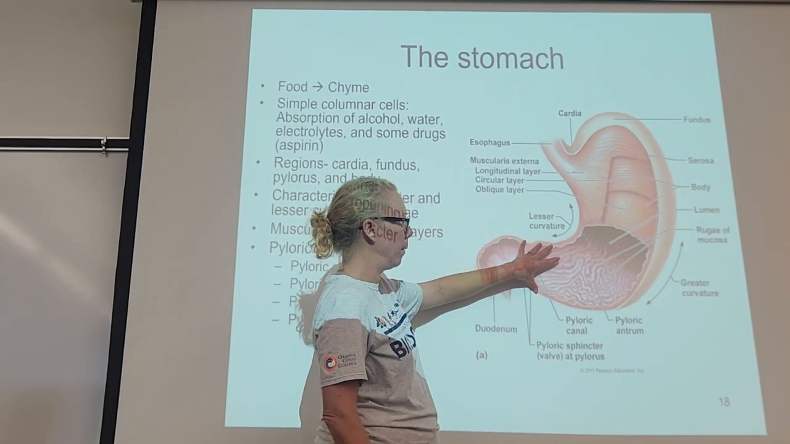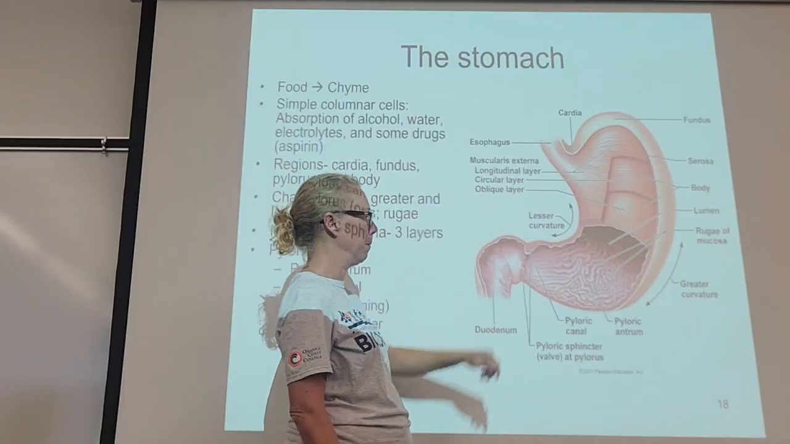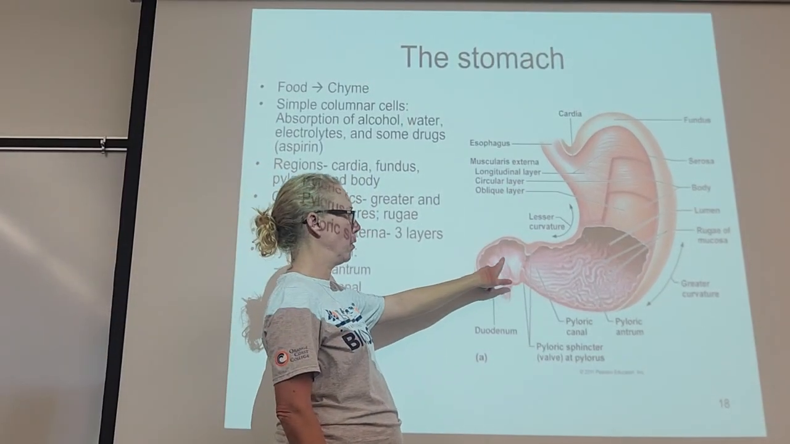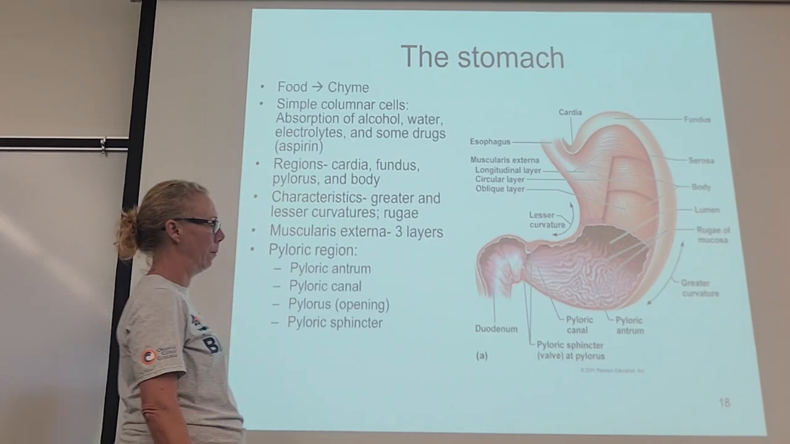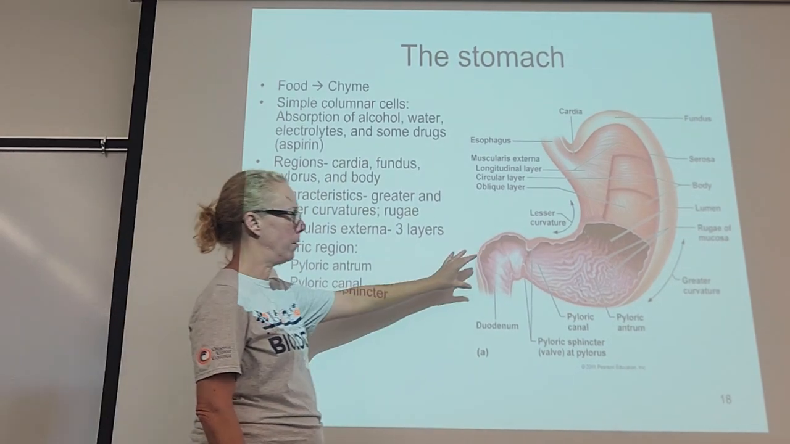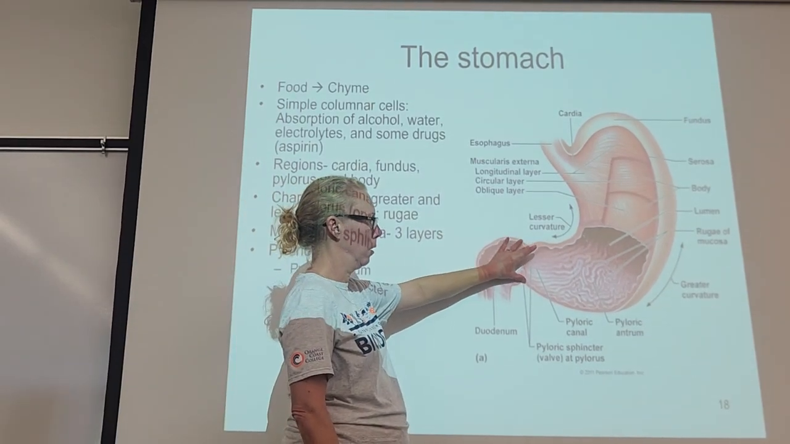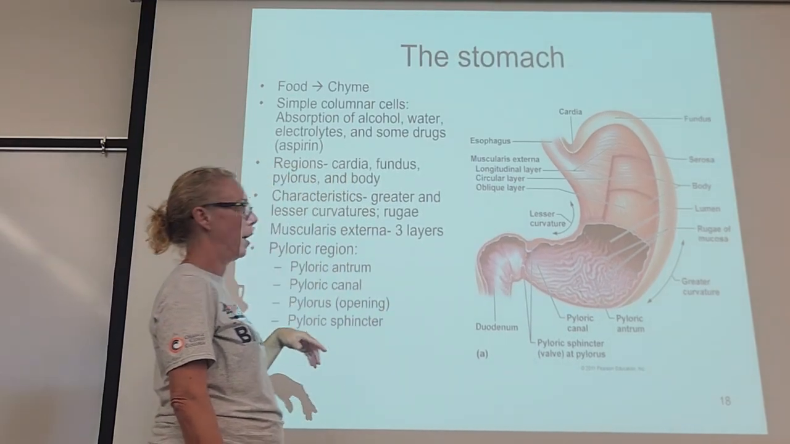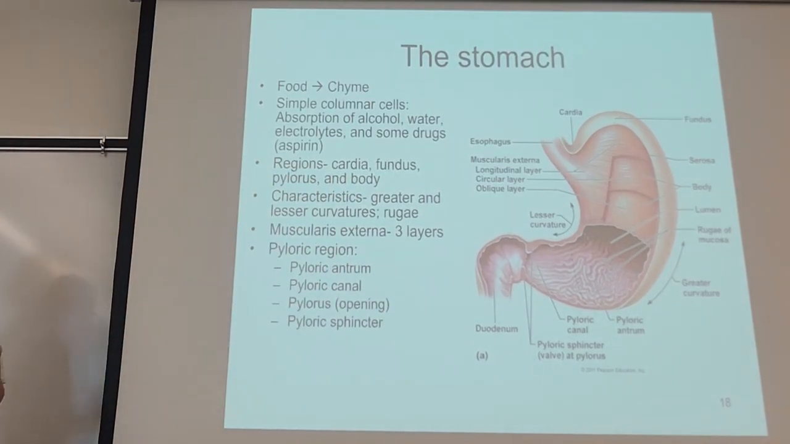And the pylorus, we identified a few structures in lab. So the opening or the enlargement here is the antrum, okay? The canal is leading towards the opening, which is called the pylorus. And then the sphincter is the smooth muscle that's actually allowing chyme to exit the stomach and enter the first part of the small intestine, which we call the duodenum.